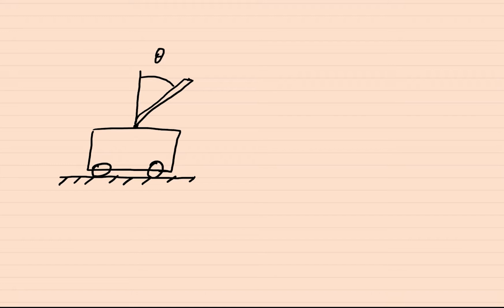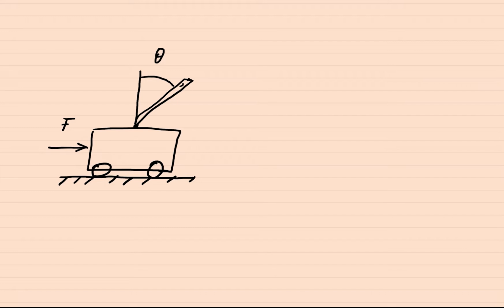Here we have an inverted pendulum on the cart, which we'd like to control. Let's draw it like that. So our inverted pendulum is this one, and by moving or applying some force on this cart, we'd like to balance it in the vertical position.